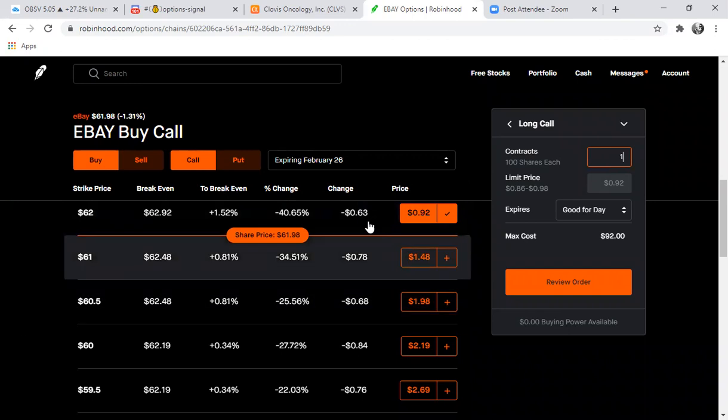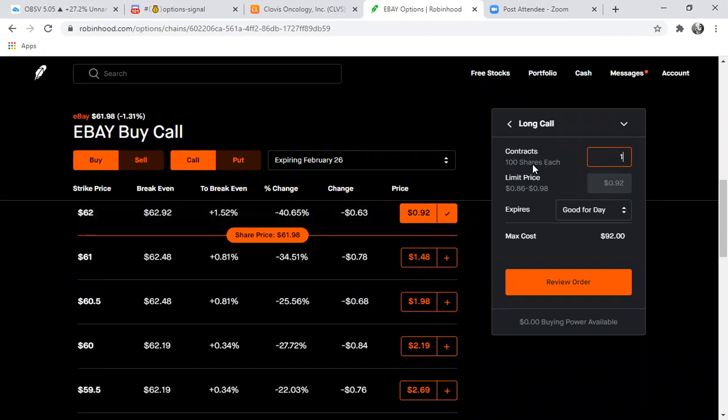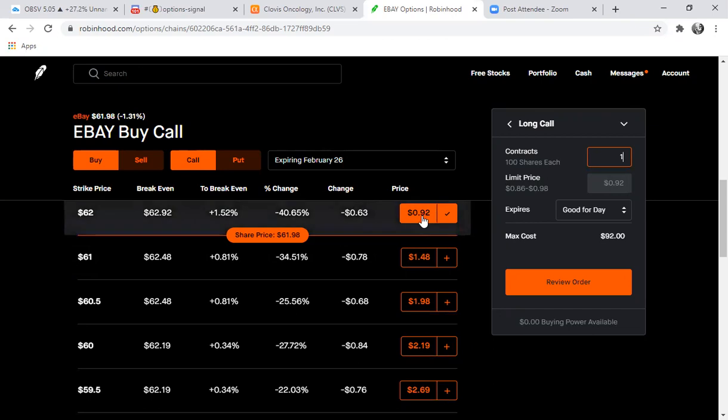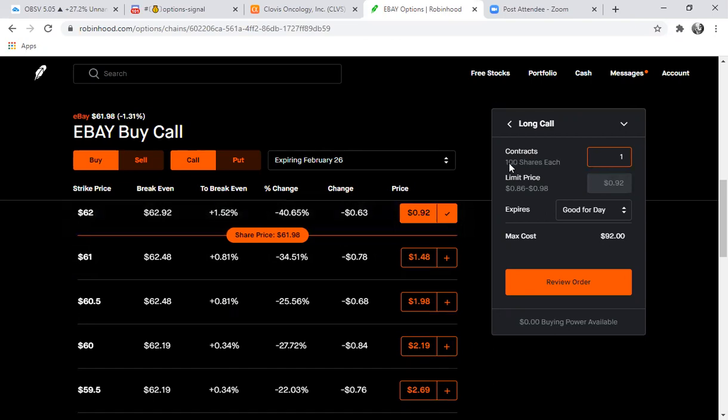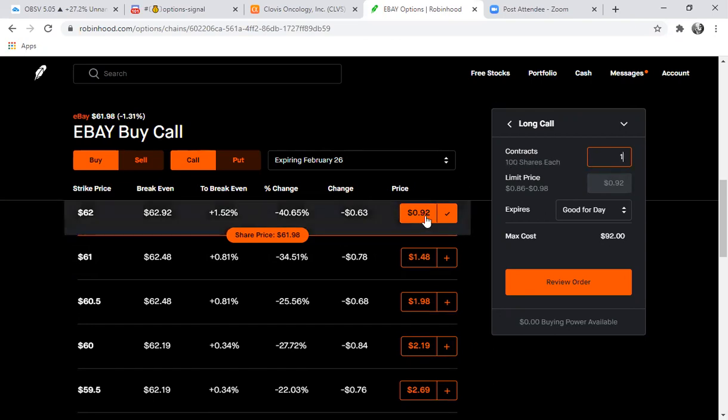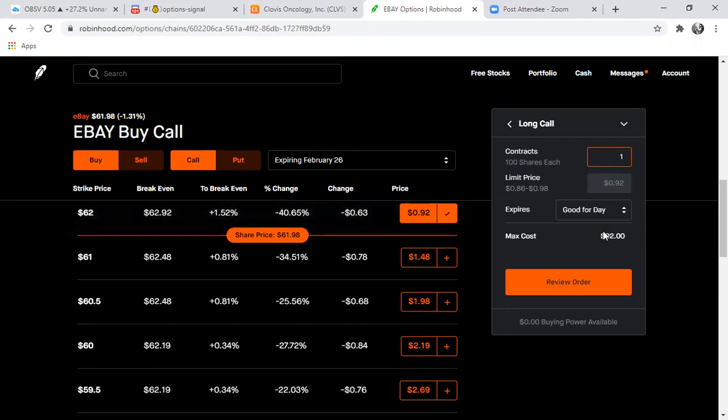So for 100 shares of eBay, for each share, you are spending 92 cents per share. So one share of eBay is 92 cents. All you do is 92 cents times 100. That comes out to $92. So you're borrowing 100 shares until February 26th. And that's it. So options can be a lot cheaper than investing into the shares, but I also recommend investing into long-term profit in shares.